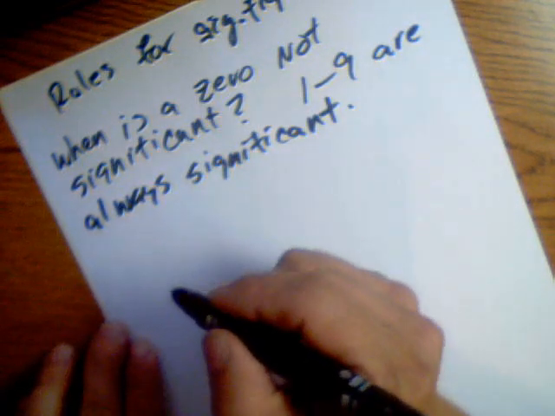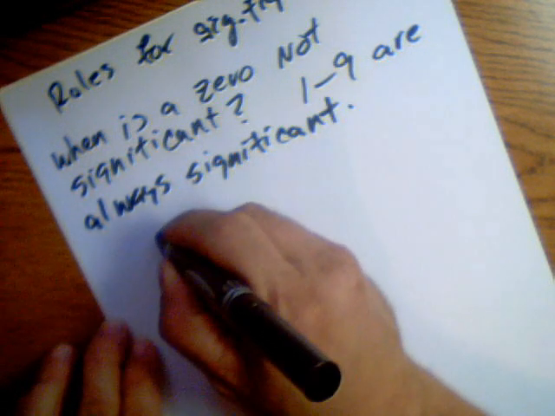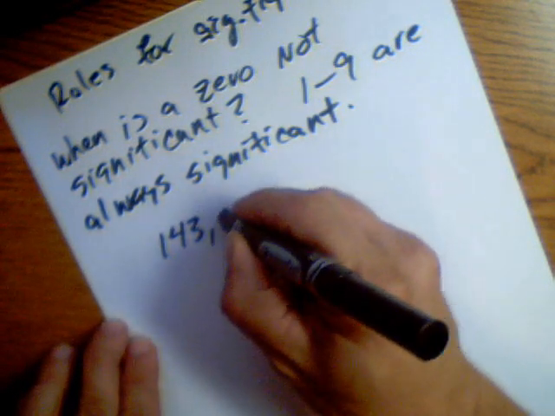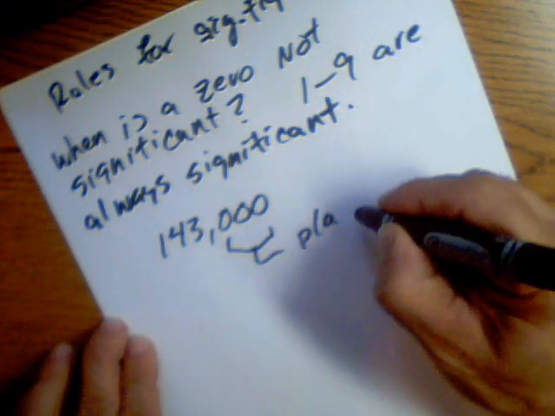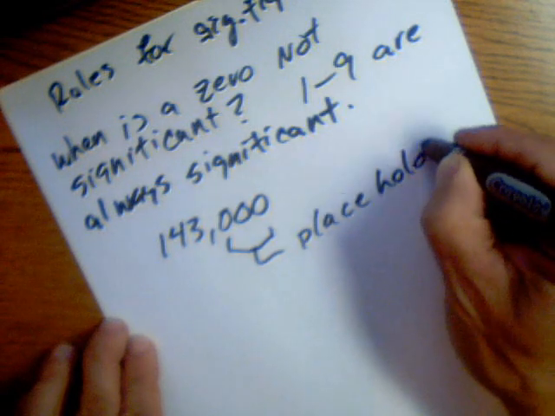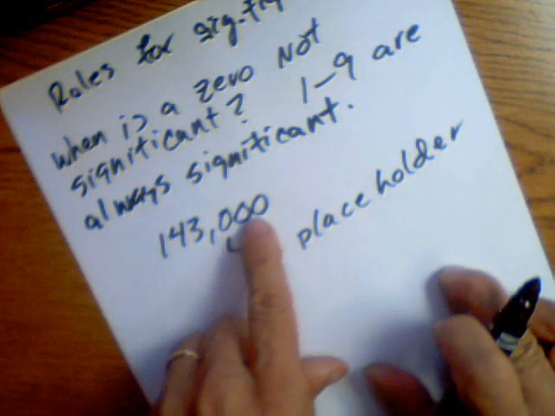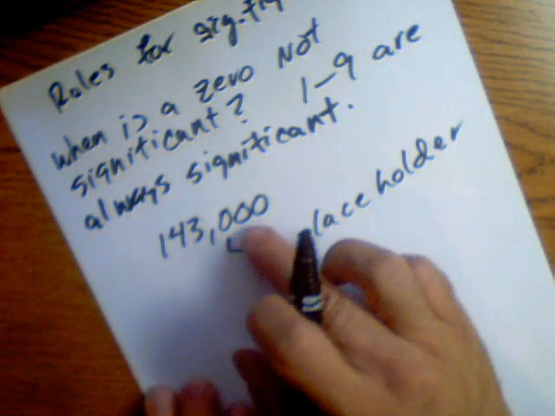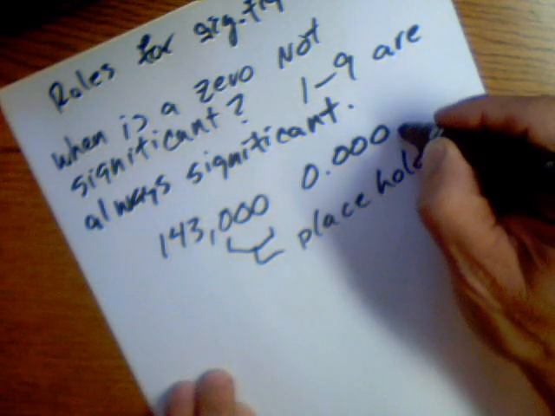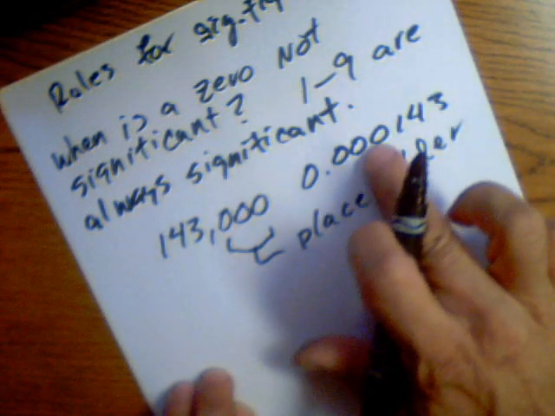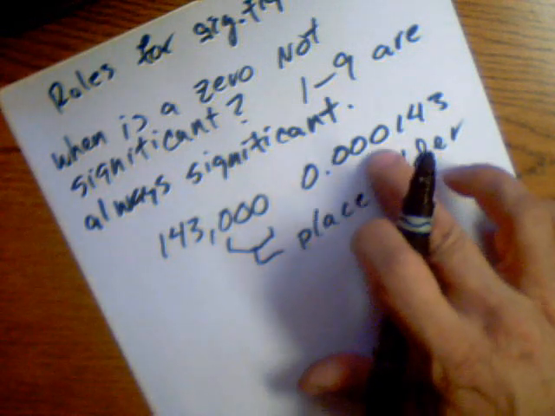So when is a 0 not significant? Well, when it's a placeholder. Here's an example, 143 followed by zeros. These zeros we would just refer to as a placeholder. It's just telling you that this is a really big number, so they're not significant. There's no indication there that these numbers were accurately measured. So in another case, these digits are not significant because they're just placeholders.